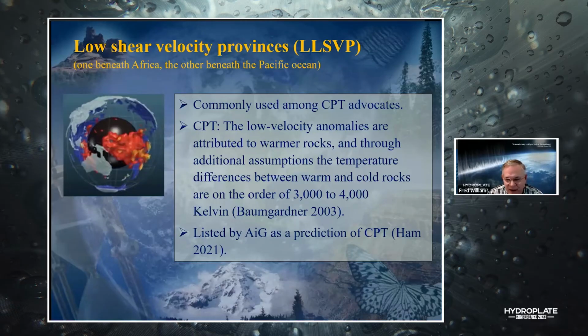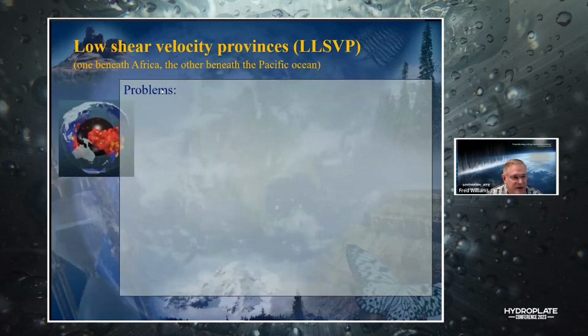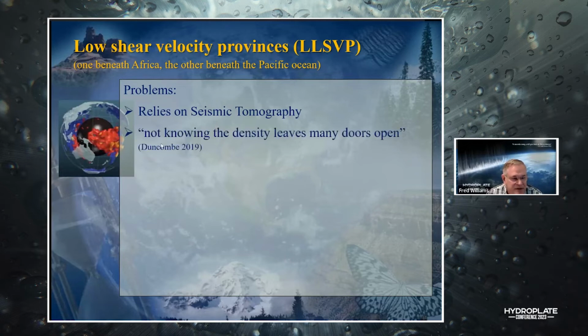However, it could not have been a prediction because geophysicists have known of these anomalies since the 1970s, before catastrophic plate tectonics was proposed. But nevertheless, there are problems with these blobs they see. There's one beneath Africa and the other beneath the Pacific Ocean. They're called low shear velocity provinces. Here's what the secular scientists say. Well, first of all, this is what I say: it relies on seismic tomography, so that's a strike against it right there. Here's what one geophysicist said: not knowing the density leaves many doors open.